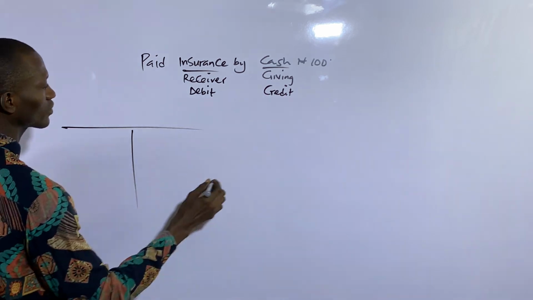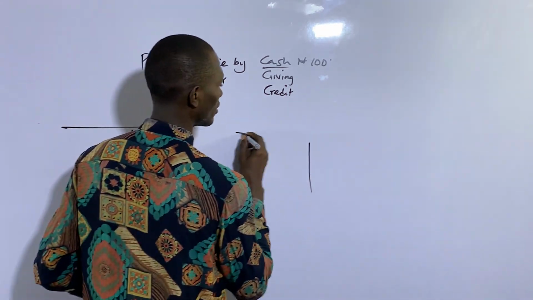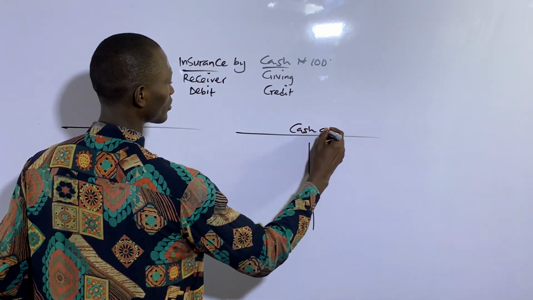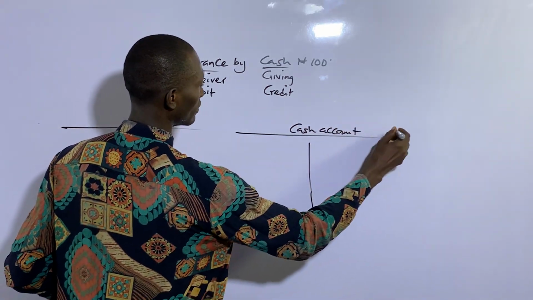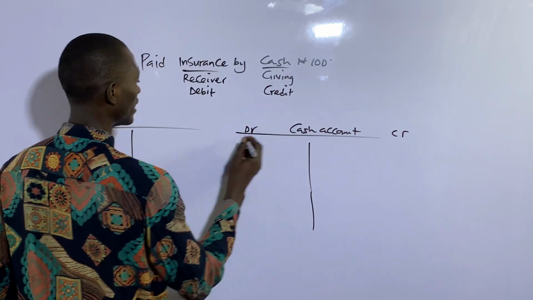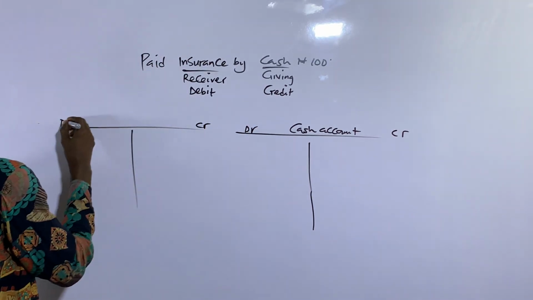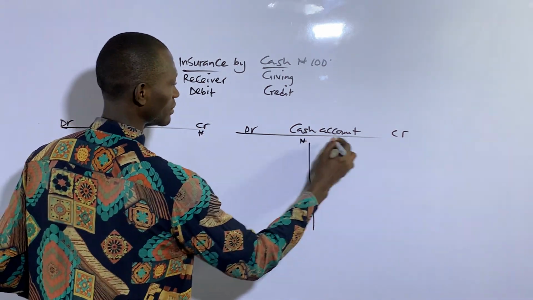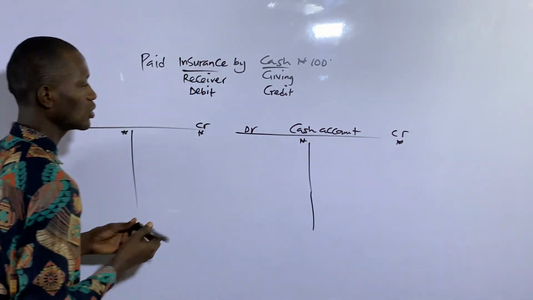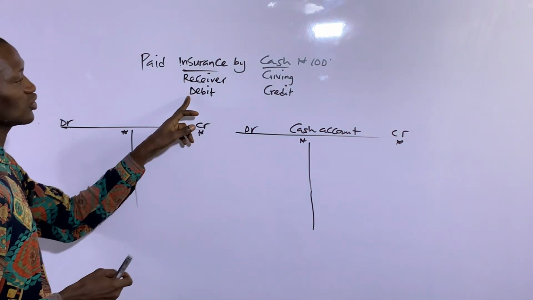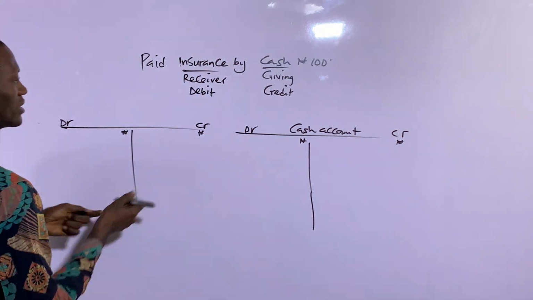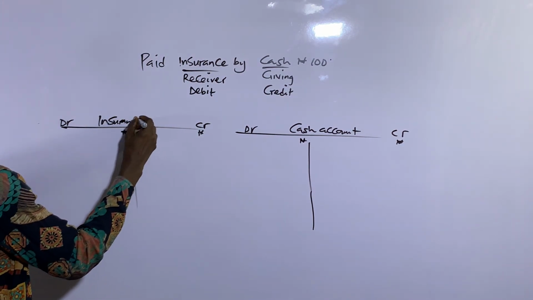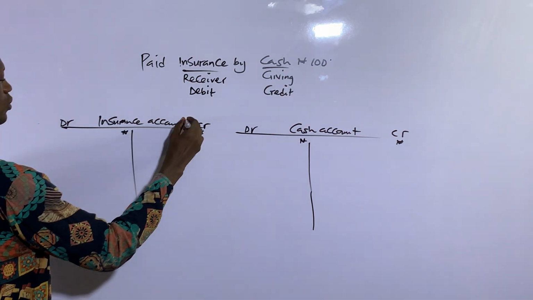So we have insurance and we have cash. This is the cash account. We have the credit side and the debit side. Put your Naira sign because I am in Nigeria. So we are going to debit insurance and credit cash. So let's debit insurance now. This is the insurance account, so we want to debit it.